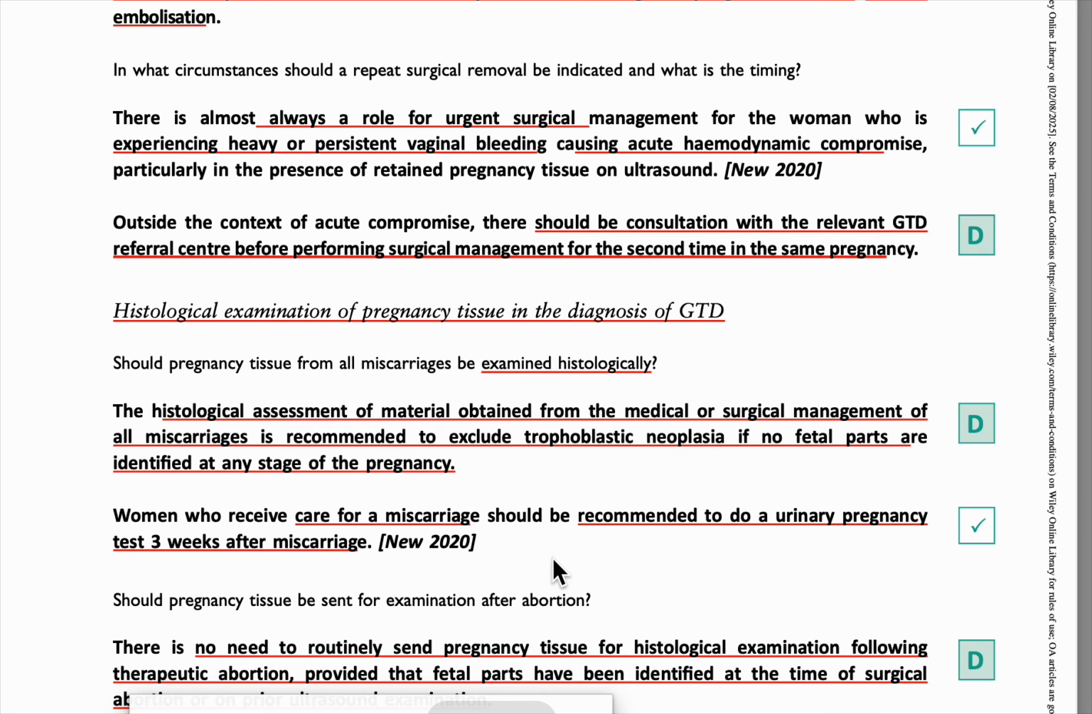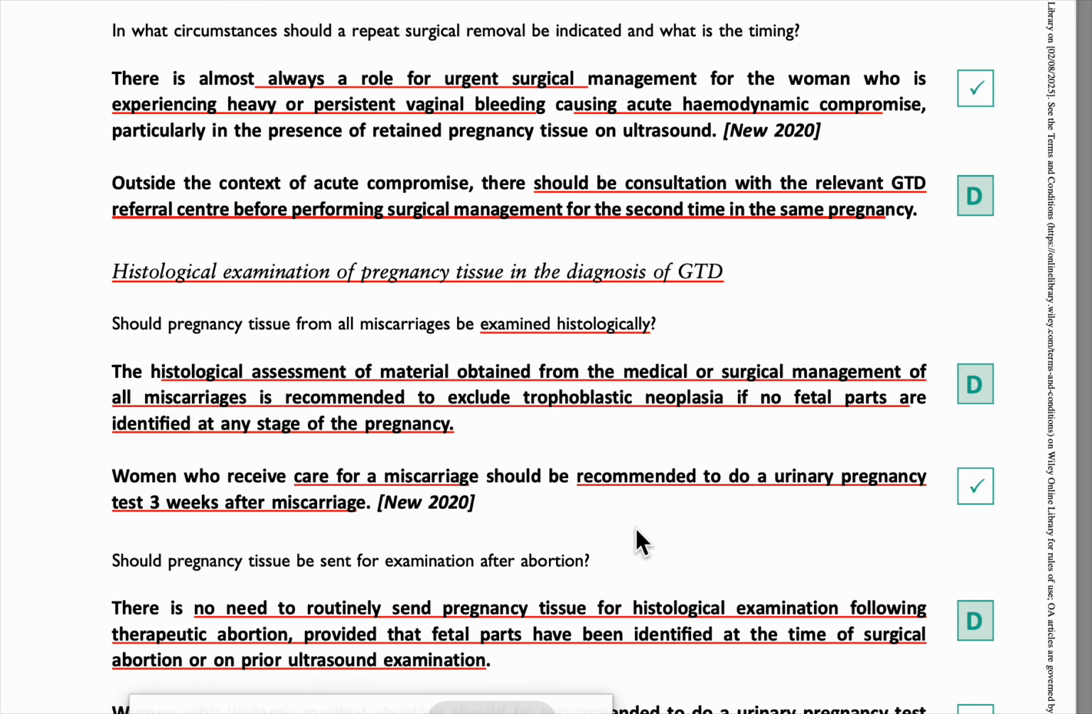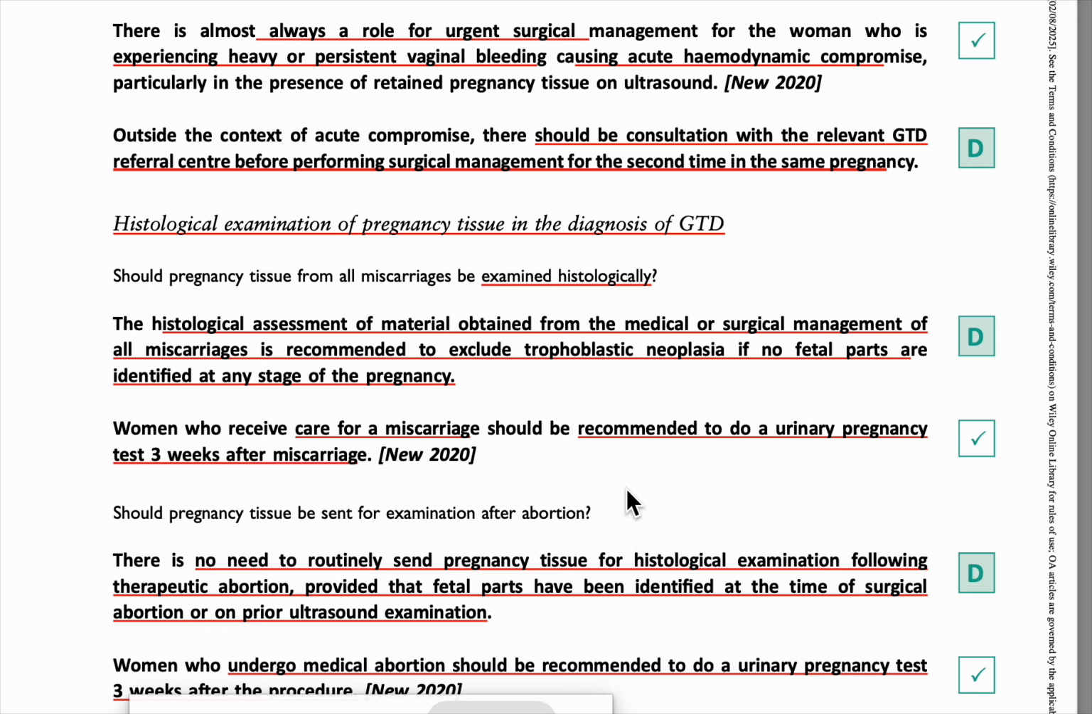And the most important thing is that after we finish our medical termination or the surgical termination, we have to make a follow-up. This follow-up is after 3 weeks of this miscarriage, where we have to do the urine pregnancy test.